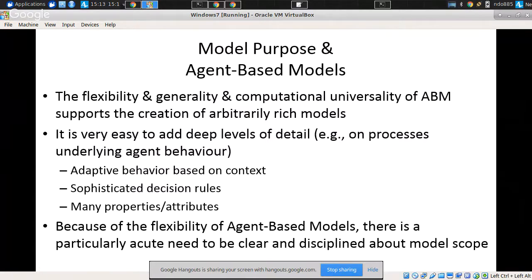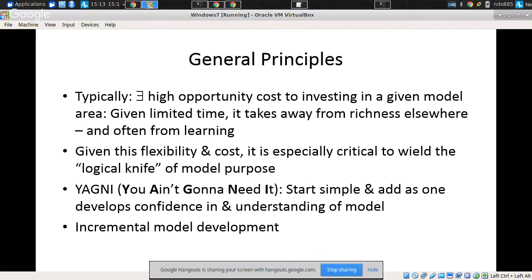Okay. Now, agent-based models, and indeed the other types of modeling, but it's particularly true with agent-based models, support very, very rich characterization of behavior. And it's very easy to add extra levels of detail into a model. And for all these reasons, because any of these modeling types, in fact, can be used to characterize things at a more extensive level or a more parsimonious level, there's a need to be cautious and clear-headed about model scope and to proceed in a step-by-step fashion.